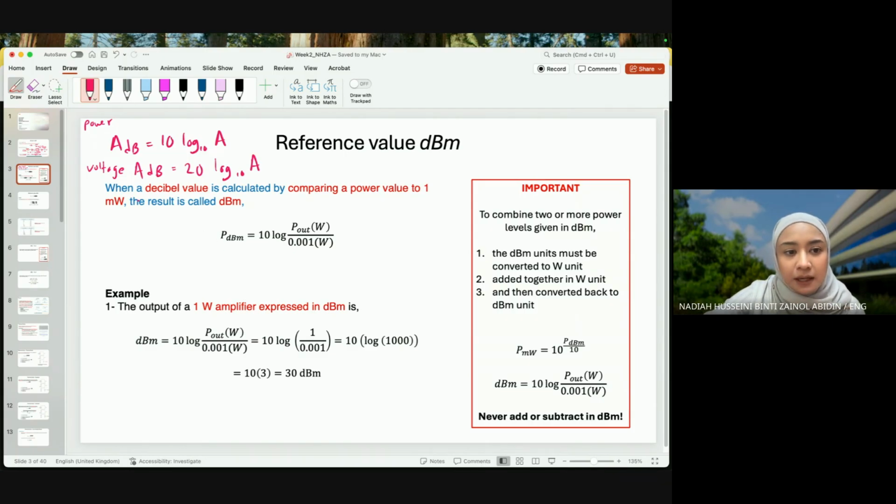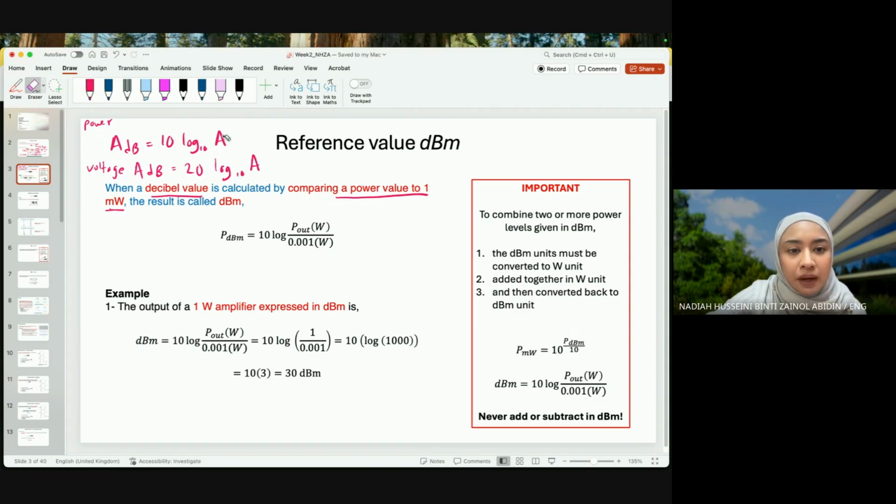Now this is dBm. When a decibel value is calculated by comparing a power value to 1 milliwatt, the result is called dBm. So it's somewhat like dB, but now it's comparing to 1 milliwatt.